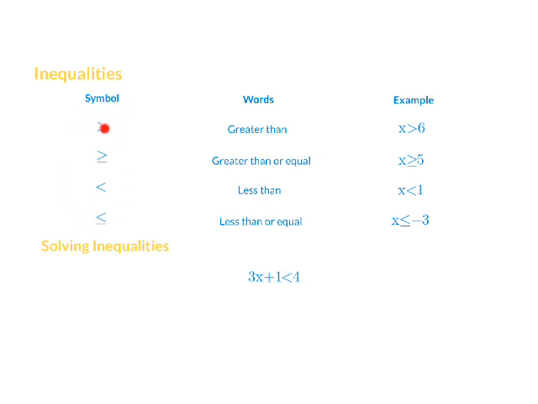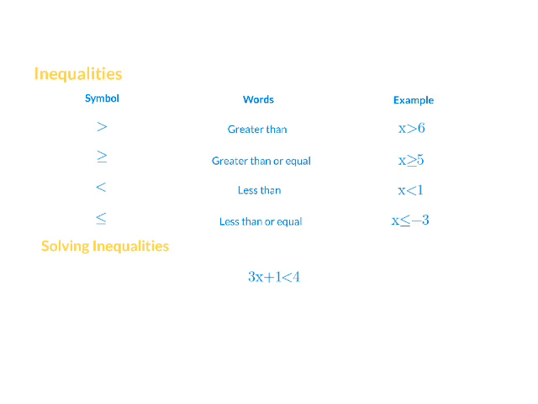The first symbol means greater than. An example is x greater than 6. Here x includes all numbers larger than 6. The second symbol means greater than or equal. So, x greater than or equal to 5 means that x includes all numbers larger than or equal to 5. So, number 5 is included.